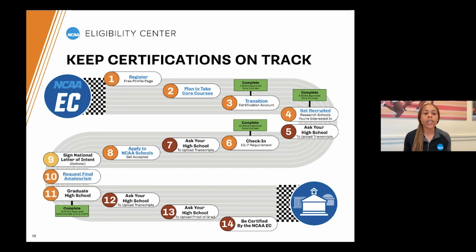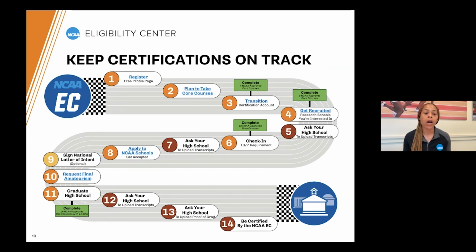As you see on this track, it shows the different steps that student athletes need to take: registering with the EC, planning to take their core courses, and how to transition from a free profile page account to a certification account, which we'll go into more detail on in a few slides. It also covers understanding the recruiting process and asking their high school counselors for advice and guidance, especially when it comes to core courses and uploading their high school transcripts. I always tell student athletes that their high school counselors need to be their best friends, because they are involved in the process as well.